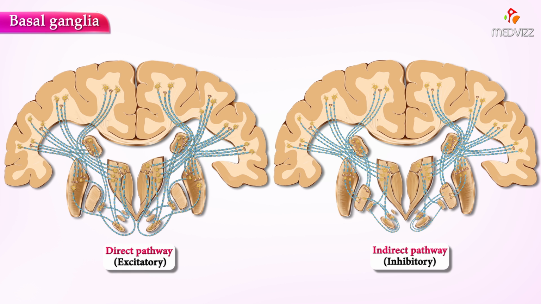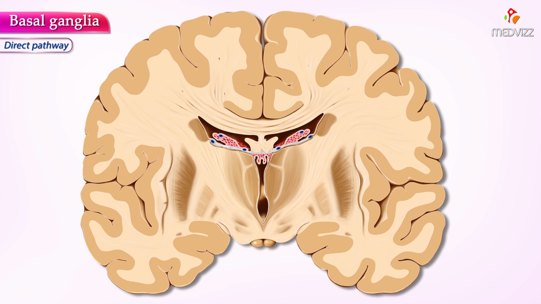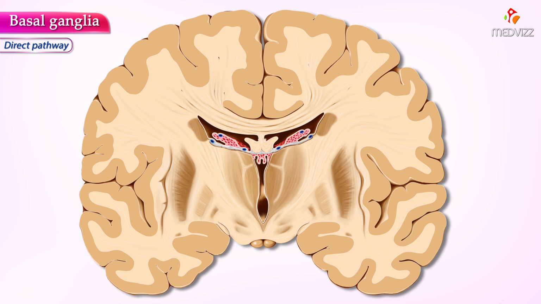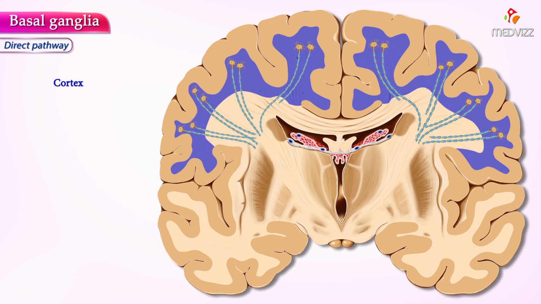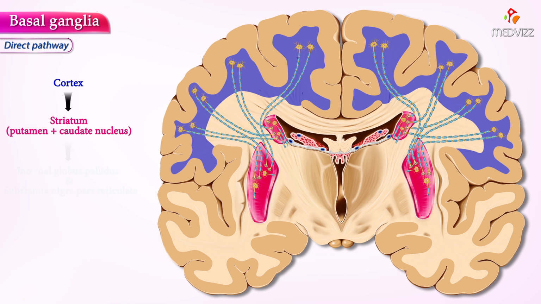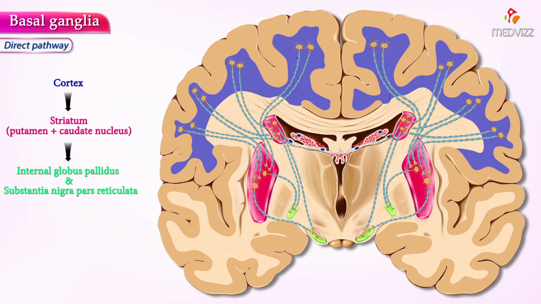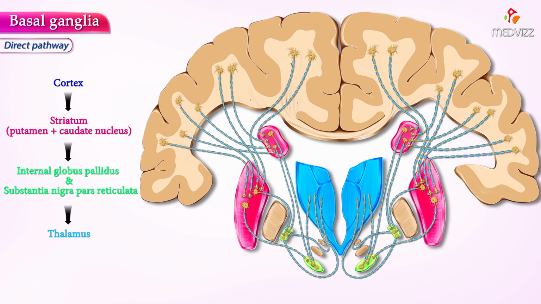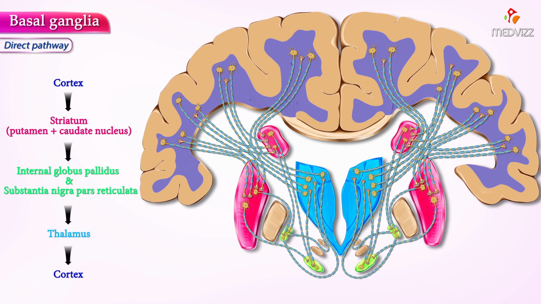The direct pathway begins in the cortex and follows this course. Please pay close attention to it. It begins from the cortex, travels to the striatum, to the globus pallidus internus and substantia nigra pars reticularis, to the thalamus, and eventually closes back to the cortex. This loop, or this pathway, is excitatory, which means it promotes movement.